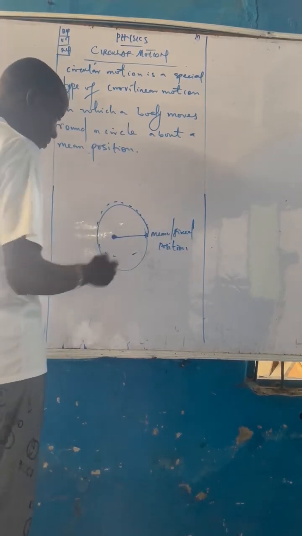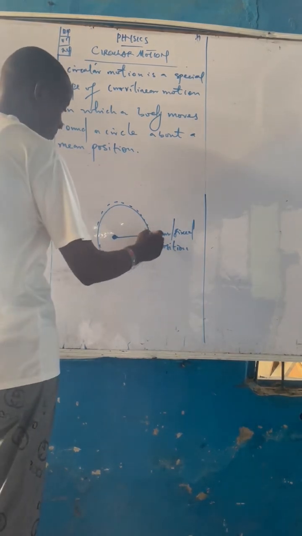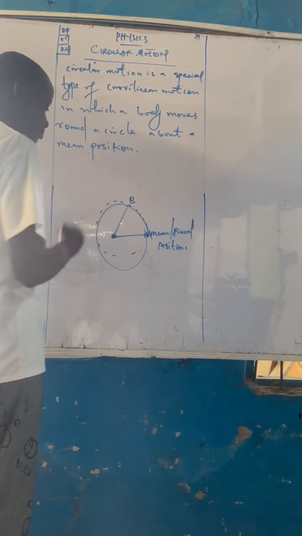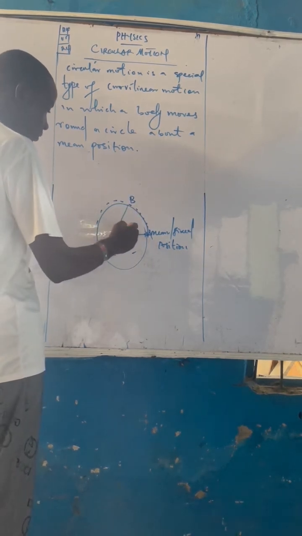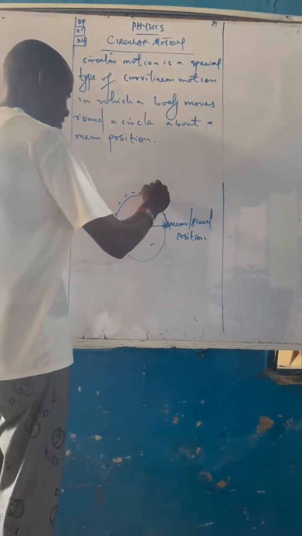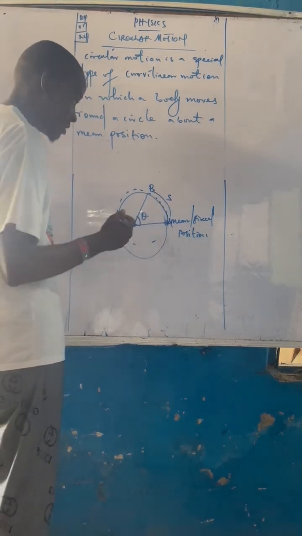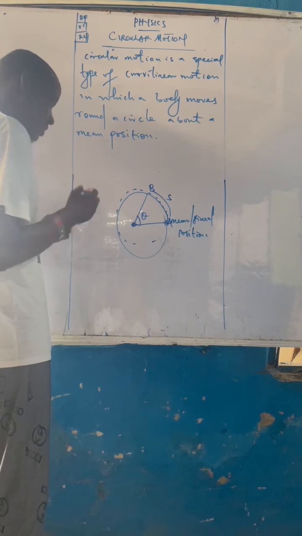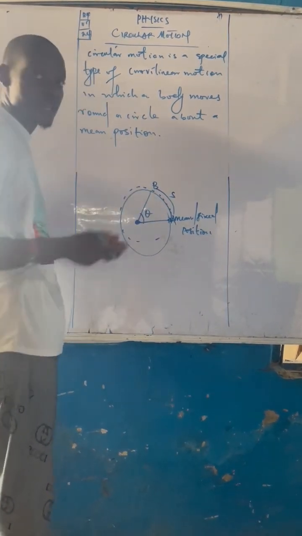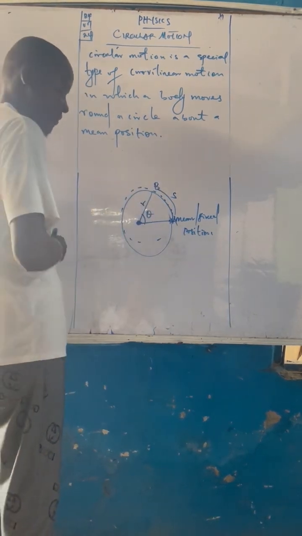Now let's suppose the object moves away from the main position. Let's call the position A to another position. Let's call the position B, at an angle of theta to the mean position or the fixed position. Now let's say the distance moved by the object is x, and we know that a line drawn from the center of a cycle to touch the circumference of a cycle is referred to as the radius of a cycle.